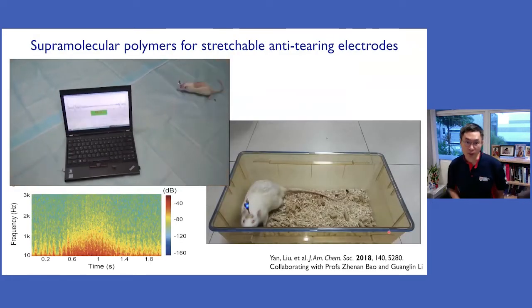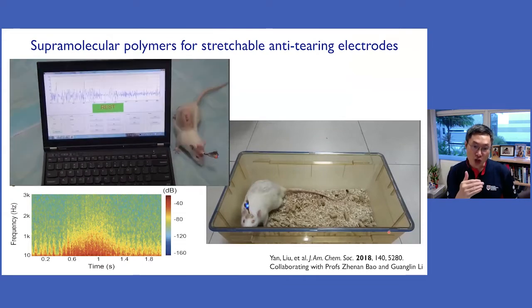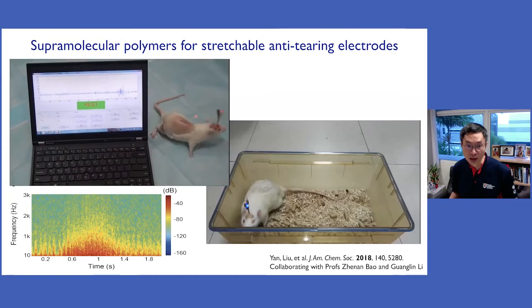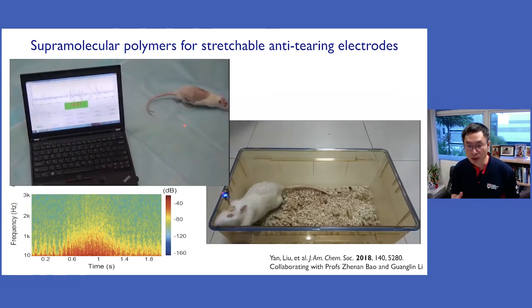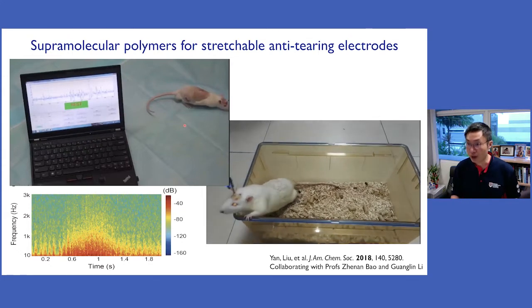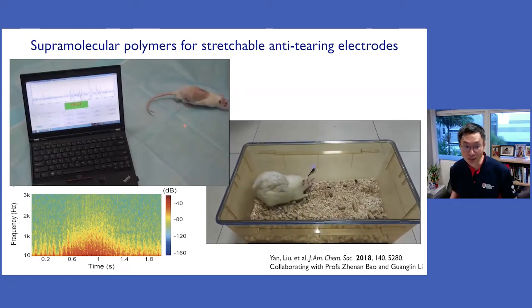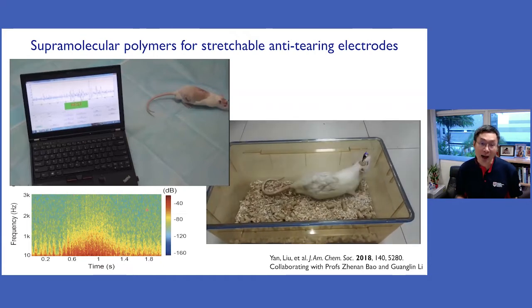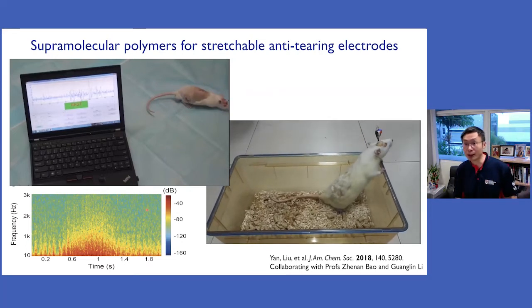You can see we can really embed our electrode for EMG, muscle activity monitoring. And this is the fresh mouse. You can see the wound here. And after 1 month, the same mouse is still alive. It shows long-term stability of the electrodes. It's not toxic. And also we can really continually get the muscle activity there. So this is how we fabricate these stretchable anti-tearing electrodes, and potentially they can be used for muscle activity monitoring.